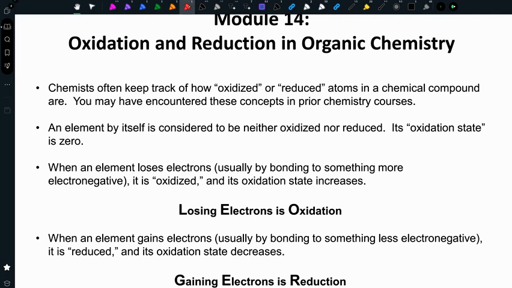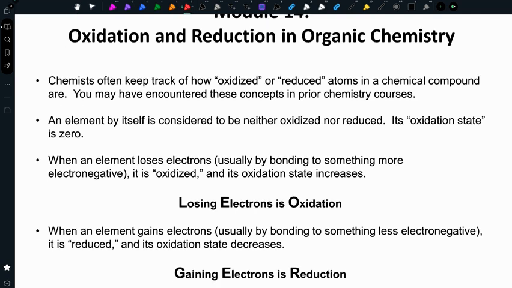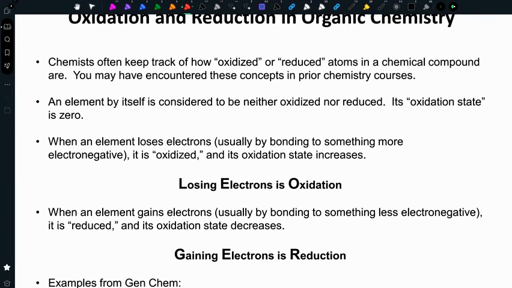When we talk about things being oxidized, we're talking about them losing electrons. Generally, when things are losing electrons, they don't necessarily get a charge of +1, but when they're bonded to something more electronegative, it's sort of like they're losing some electron density. That's what we consider oxidation. So usually oxidation is occurring when something's bonding to a more electronegative atom. The mnemonic that is often used for this is losing electrons is oxidation.